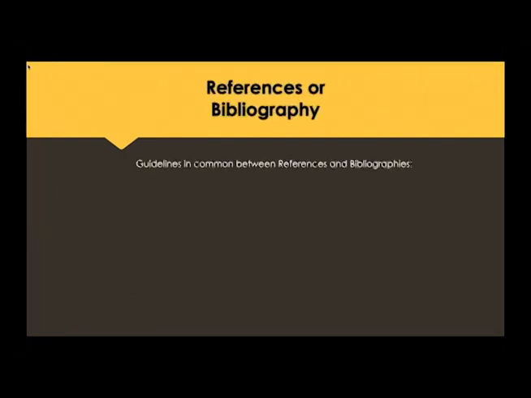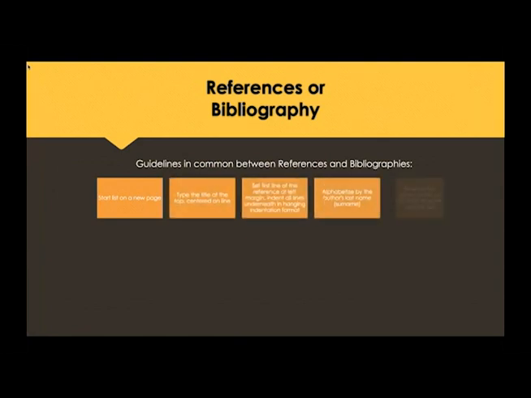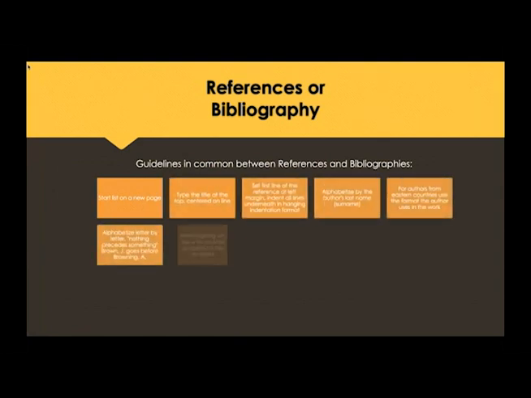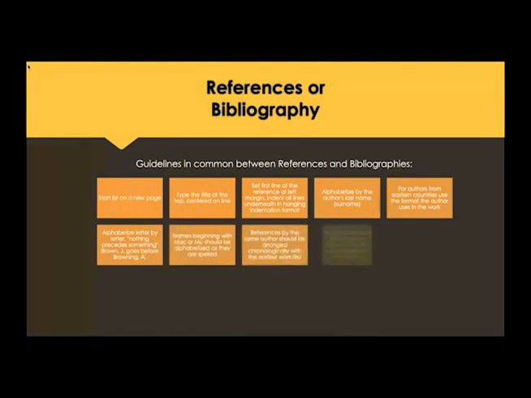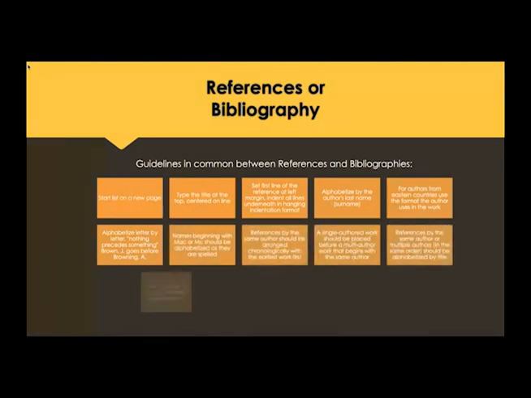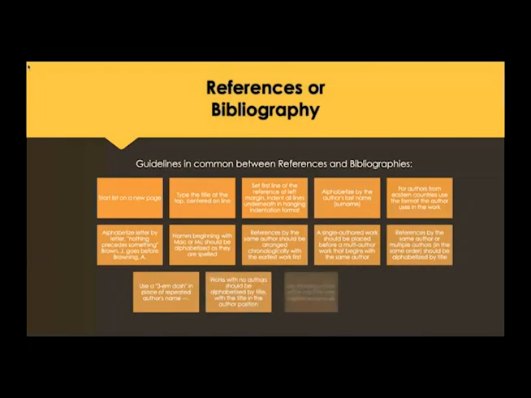There are some guidelines in common between references and bibliographies. Both references and bibliographies start their list on a new page. The title should be typed at the top of the page and centered on the first line. The first line of the references should be set at the left margin, and all lines underneath should be indented in hanging indentation format. The works listed should be alphabetized by the author's last name or their surname.